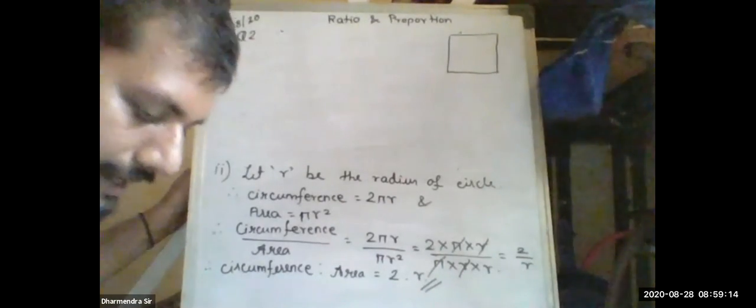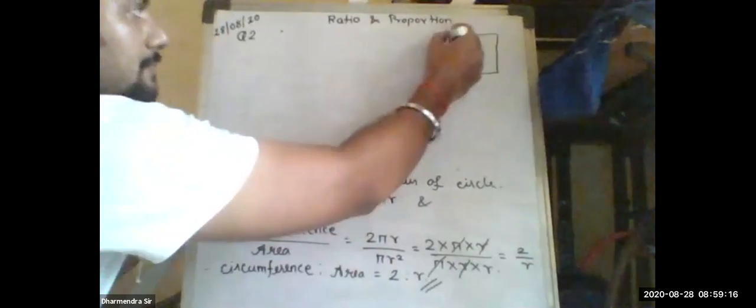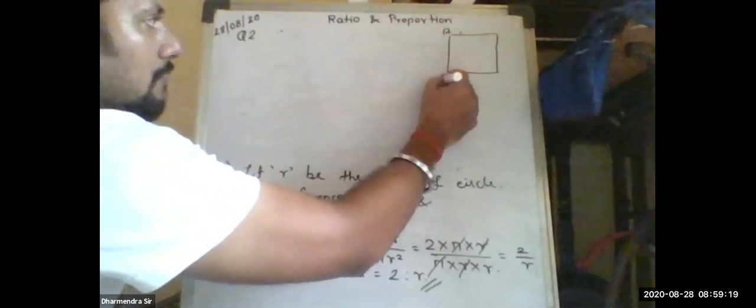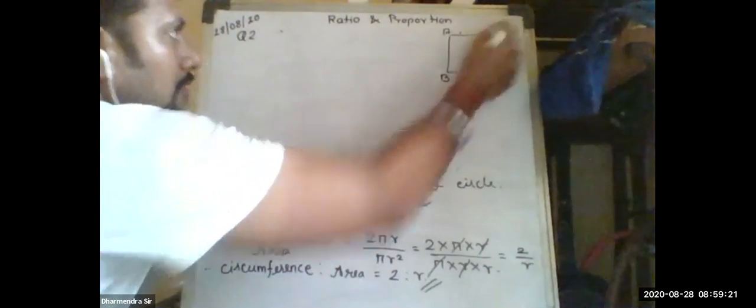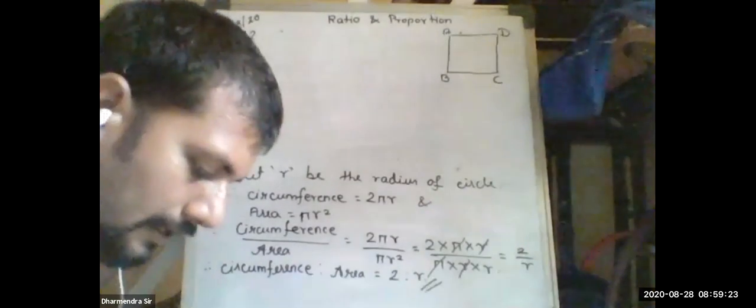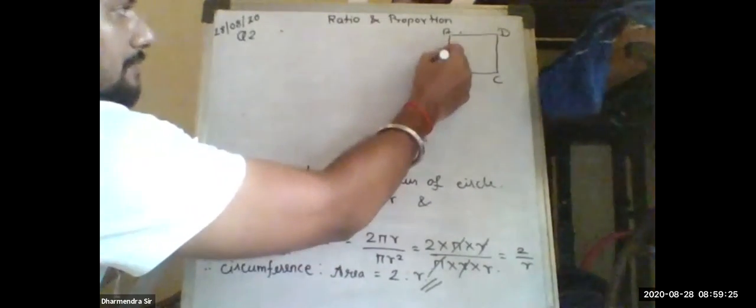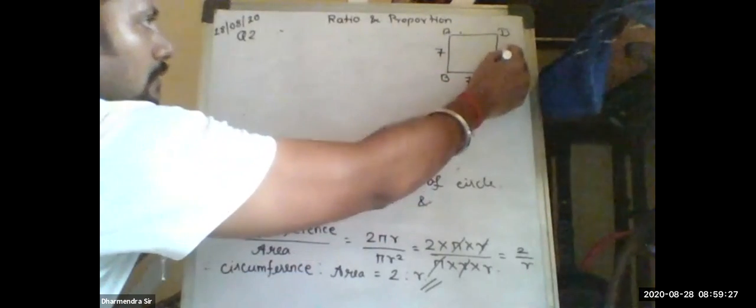They have given a square. Say a square is ABCD, and the length of a side is 7. All sides are equal in case of a square, so it is 7.